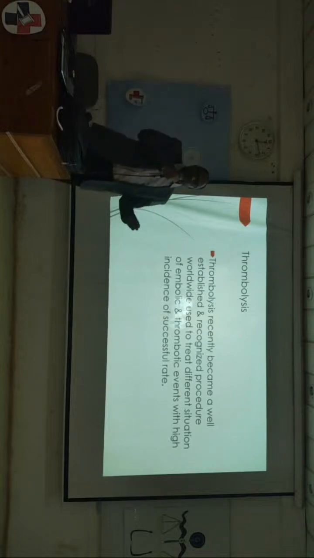Sometimes we know there is ischemia. Ischemia usually can be divided into acute ischemia or chronic ischemia. Ischemia can occur in the venous system or arterial system. Arterial ischemia is a very threatening condition. So a patient with upper or lower limb ischemia should be treated urgently because we can lose the limb.